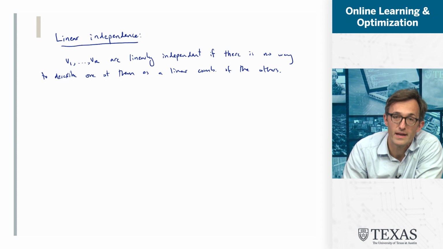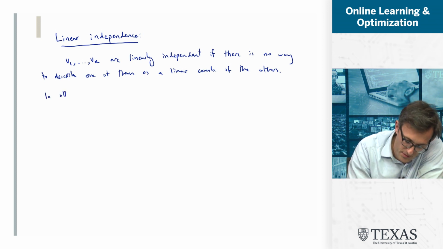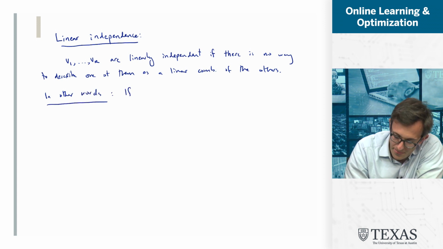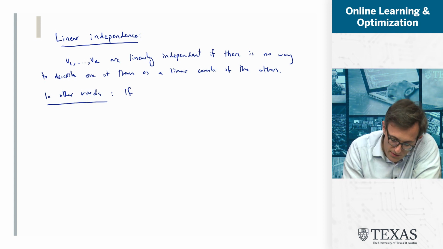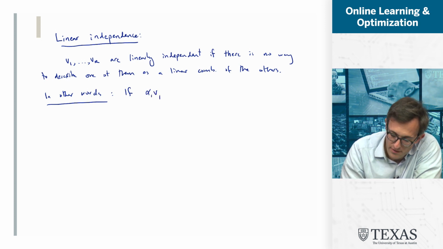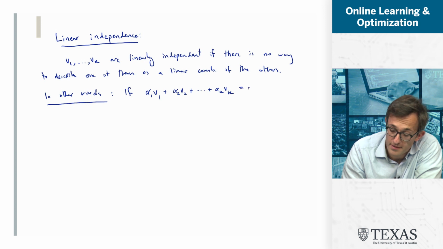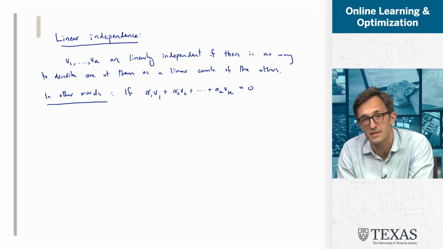A simpler way to write exactly the same thing is as follows. If I do have some combination of them which adds to 0, so if I can find numbers alpha 1, alpha 2, all the way up to alpha k, so that this is equal to 0, the only way that this can happen is if all of the alphas individually are 0.